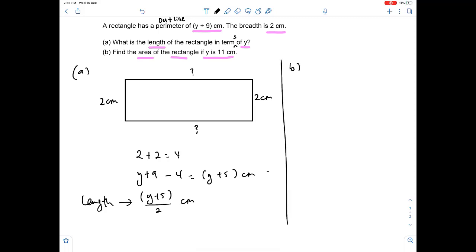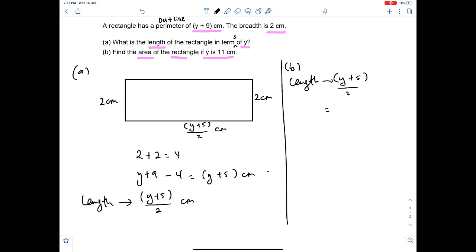Now for part B, what is the area of this rectangle if y is 11 centimeter? Now that we have the length y plus 5 over 2, we can find the area. So area is just length times breadth. Alright, so the length will be y plus 5 over 2.